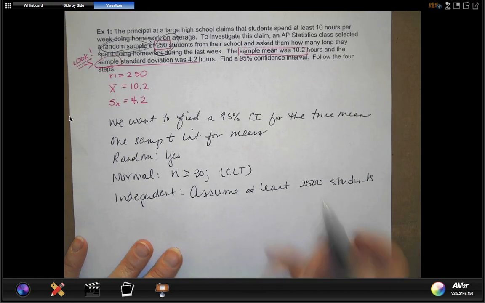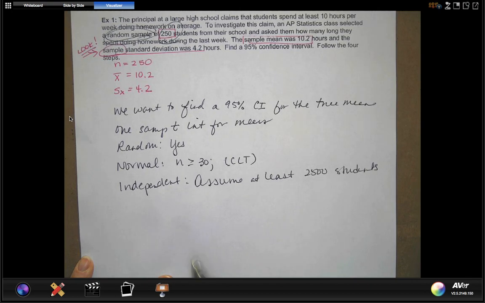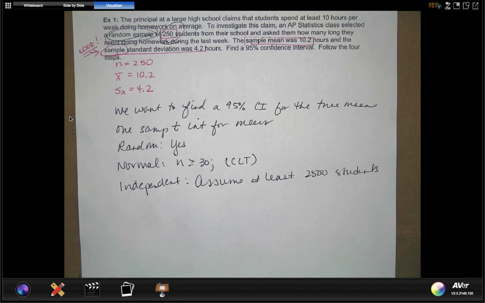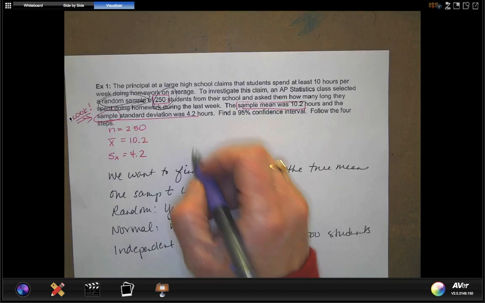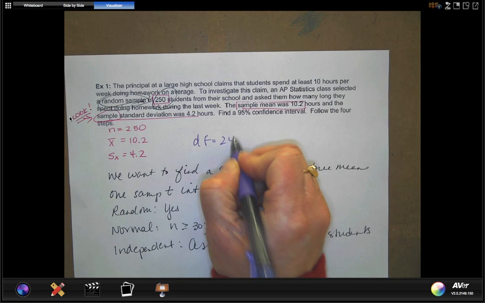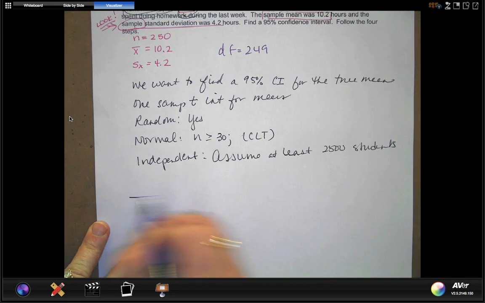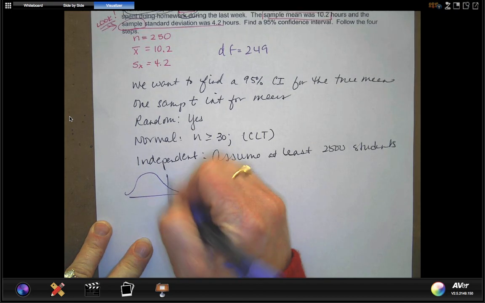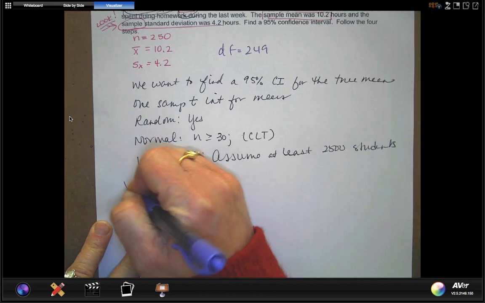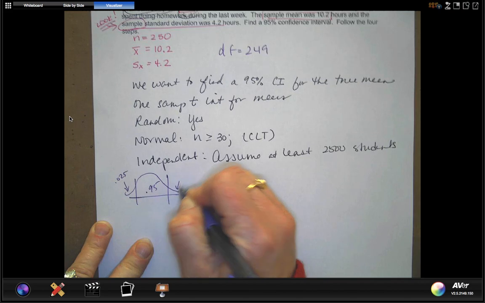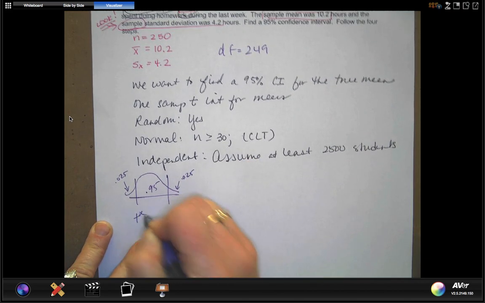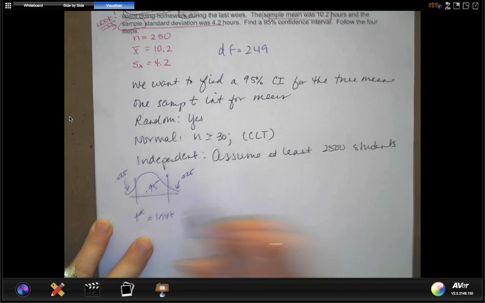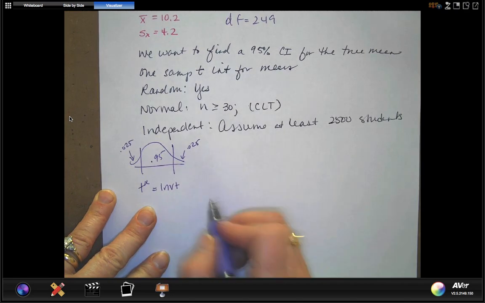I'm going to have to assume it's a pretty big high school here, okay? All right, if you wanted to do this by hand, your degrees of freedom would be 249. For 0.95, I'd have 0.025 in each tail. So T star, I could do inverse T. You could do the positive side or the negative side, it doesn't really matter.